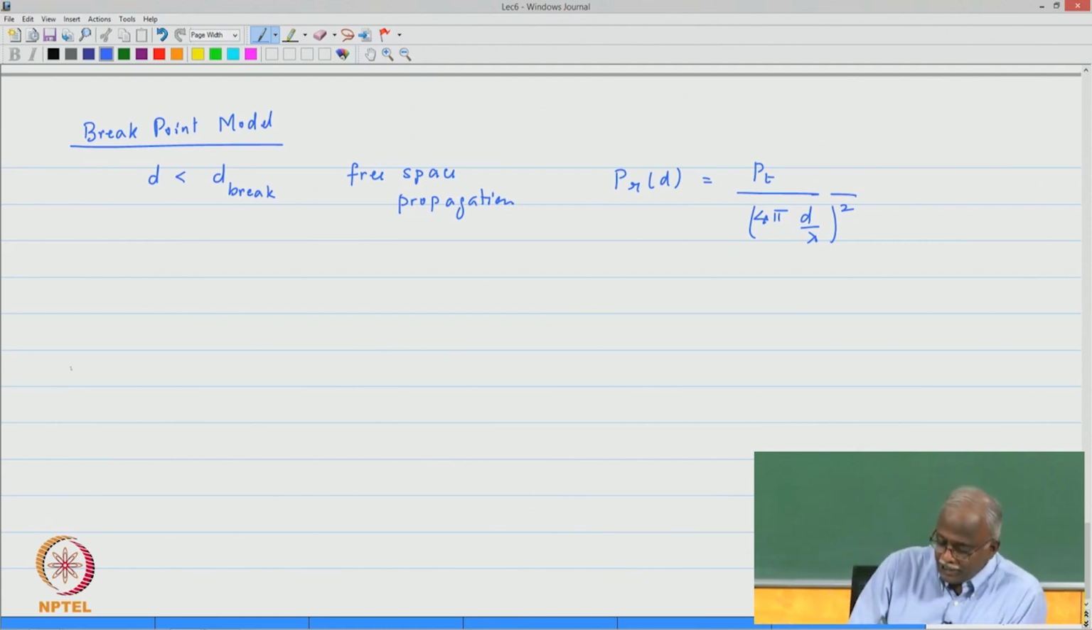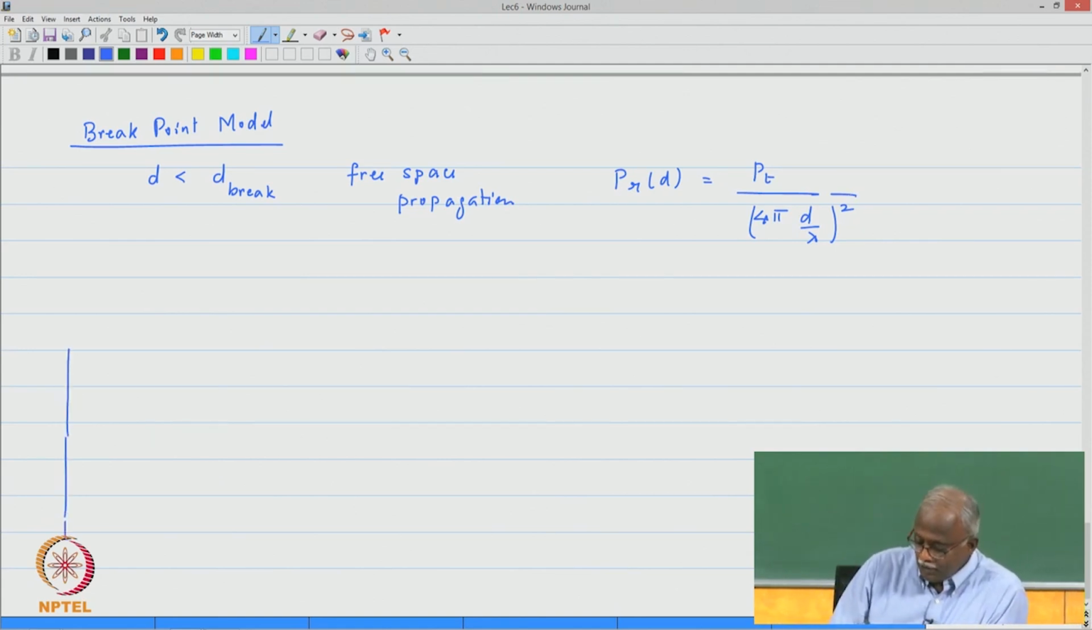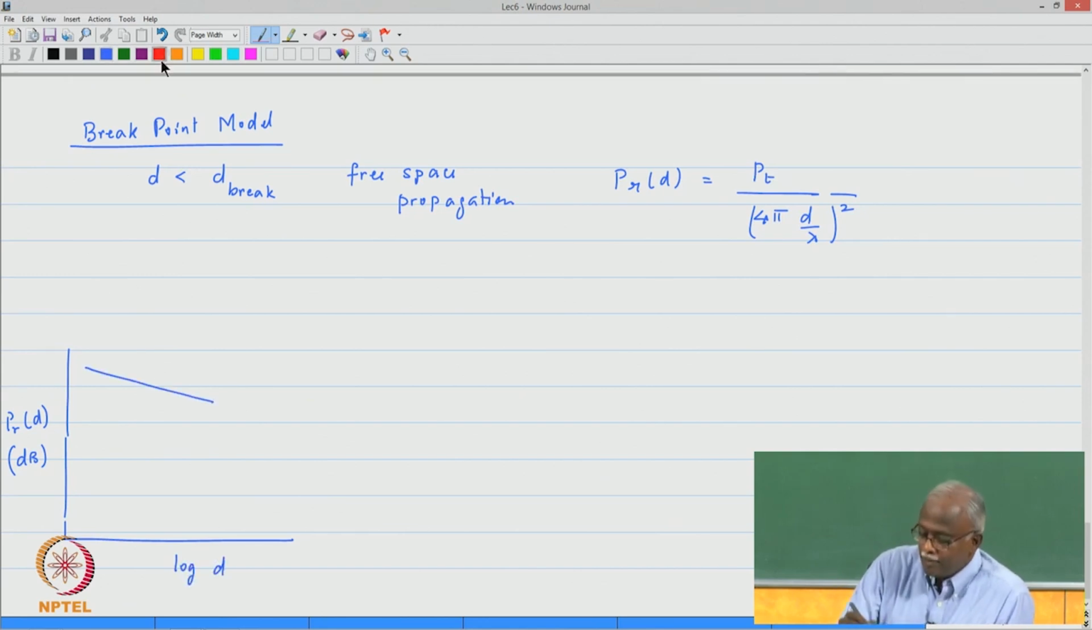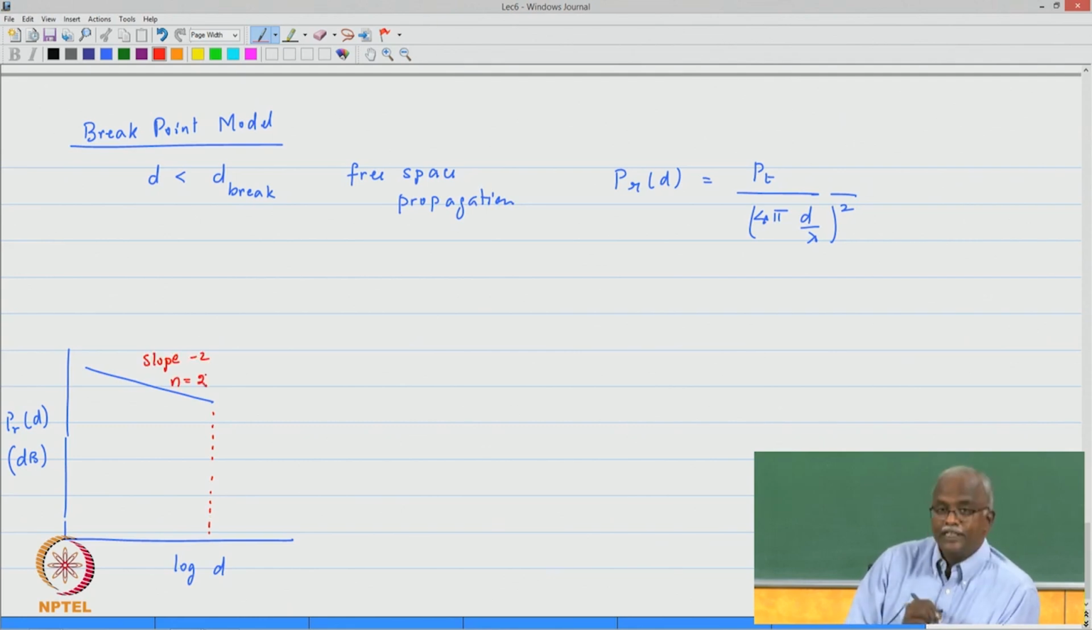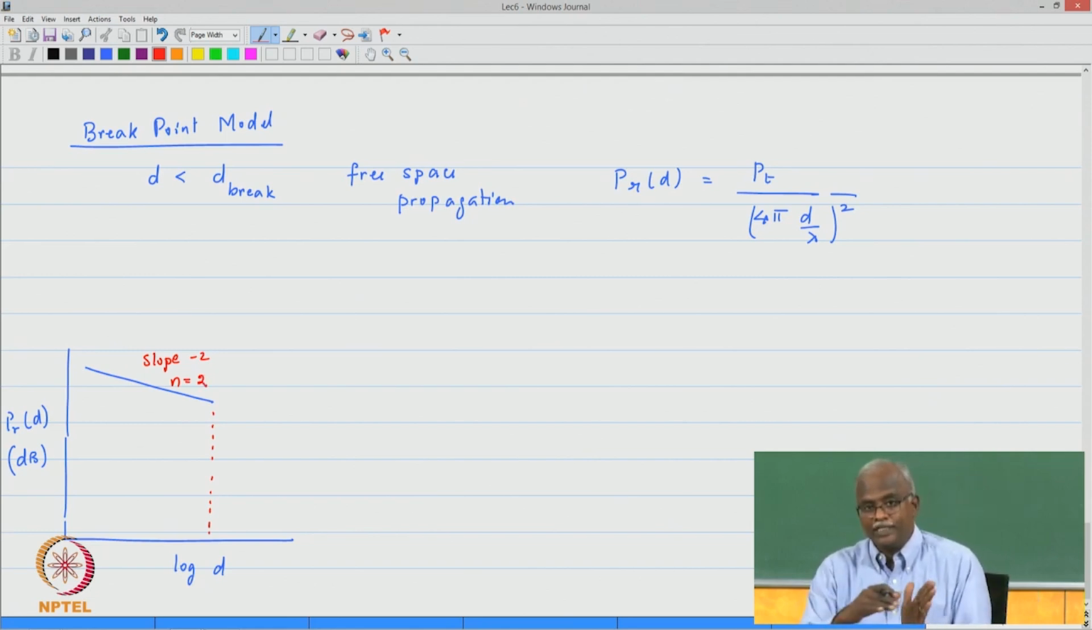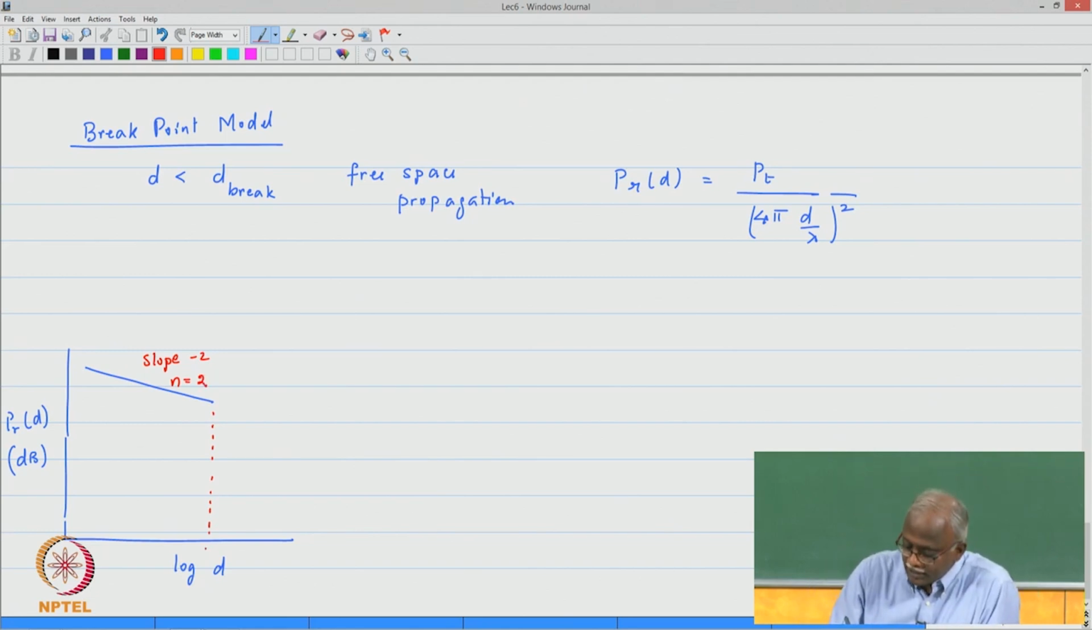So, if I were to sketch it, plotting the received signal power Pr at a distance d measured in dB as a function of log of the distance, then up to a certain point, which is the break point, I see a slope which is -2, or a path loss exponent which is n equal to 2. So, this is the basic model up to d break point.